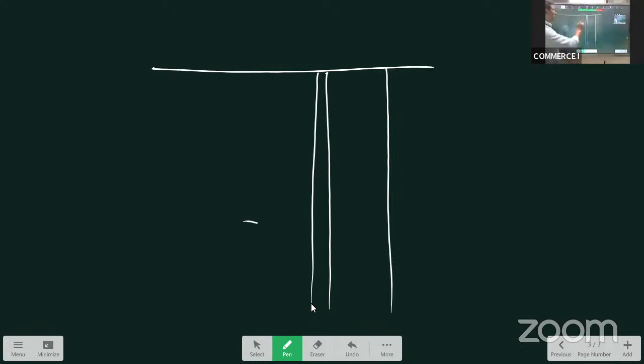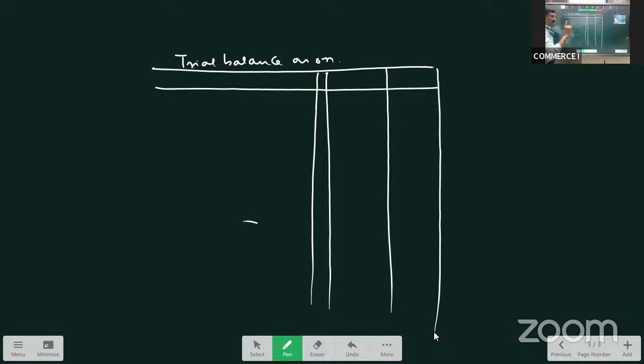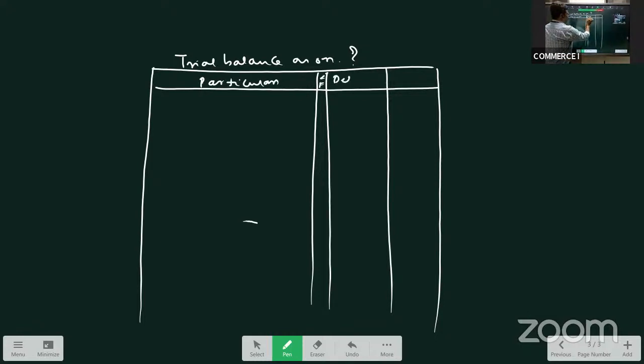Okay, so this is a simple format. We don't have a date column here. We have trial balance as on. As I said, trial balance is prepared on one particular date, so we don't have a date column. We simply have particulars, LF, debit column, and credit column.